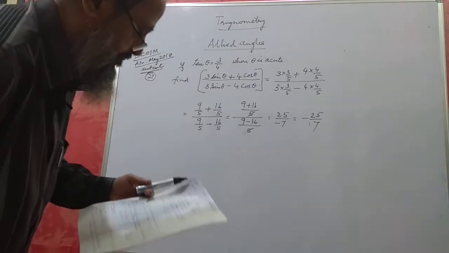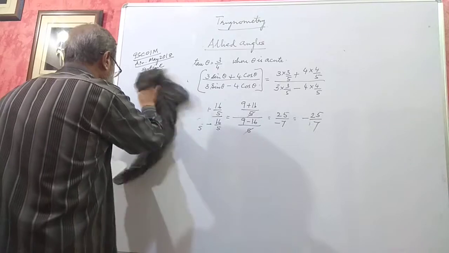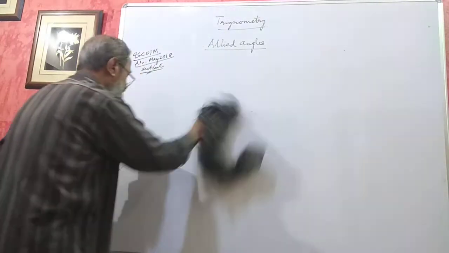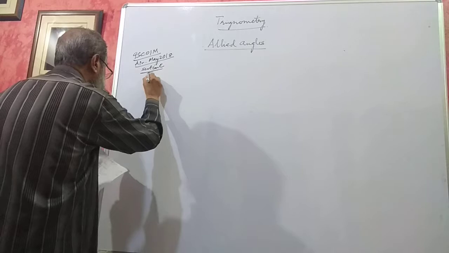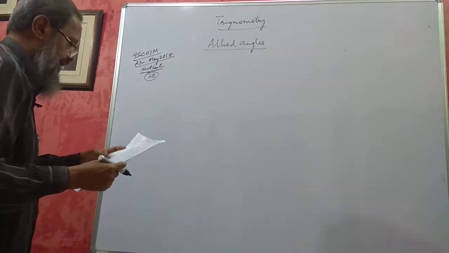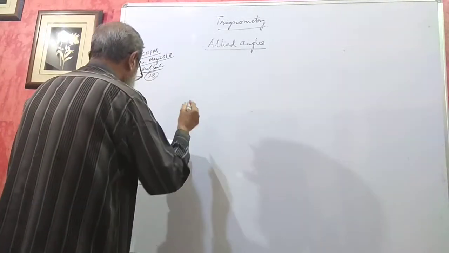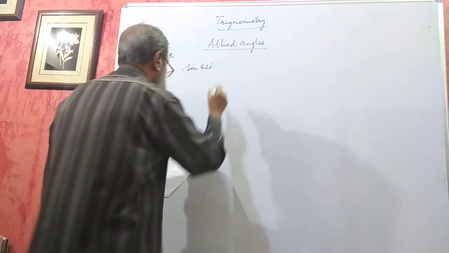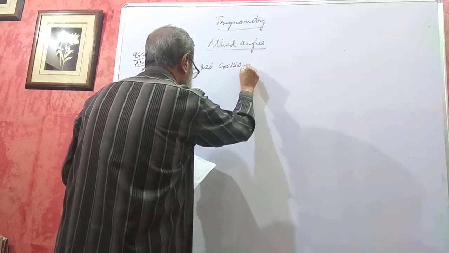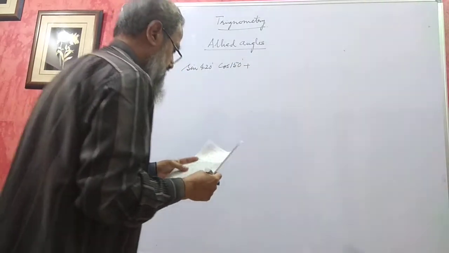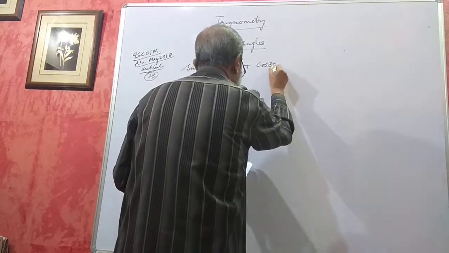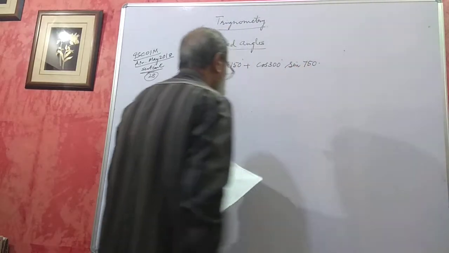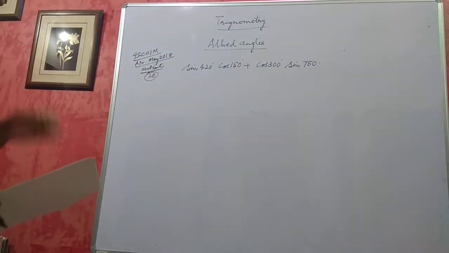Next, problem number 28. Same paper, same question paper. Problem number 28 goes like this: without using tables or calculator, find the value of, or simplify, sine 420 cos 150 degrees plus cos 300 degrees sine 750 degrees. We are asked to find the value of this.